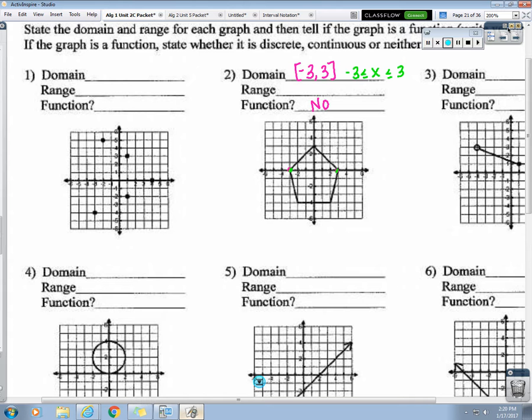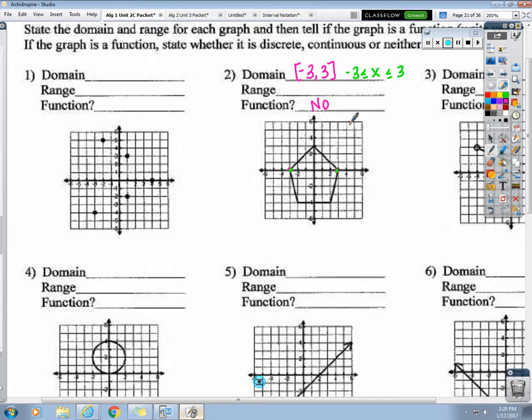Okay, so now let's talk about range. If you were running around this pentagon, what's the lowest you could get? Negative 4. And that's included, because you could actually walk all the way down to negative 4. And what's the highest you could get? 3. And it's also included.